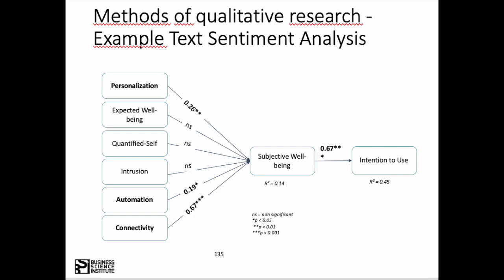So this last example shows how you can combine qualitative research: first generate concepts or topics, and then you can measure how these topics influence measurement scales which are well established in the literature, such as, for example, here subjective well-being and intention to use. And so it's a good example that you first explore, generate concepts, and these concepts are then directly tested in terms of their impact on mediating and dependent variables.